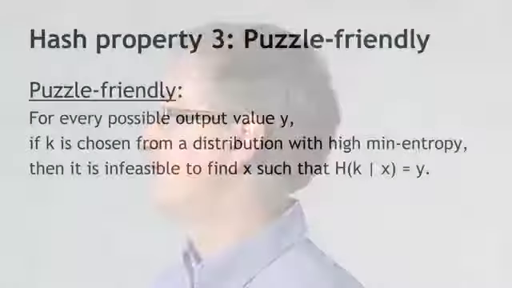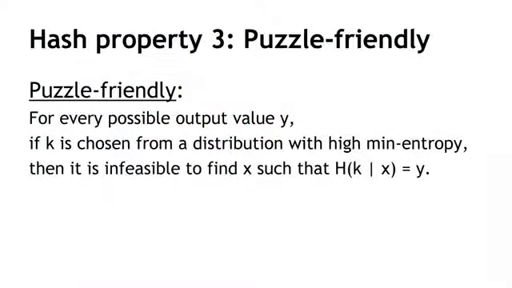The third security property we're going to need is that they're puzzle-friendly. And this is, again, a little bit more complicated, but let me just go through it a bit by bit. That for any possible output value y that you might want from the hash function, we're going to use y as an output value of the hash later, that if k is chosen from a distribution that has high min-entropy, that is, k is chosen randomly from some set that's super spread out, then there's no way to find an x such that the hash of k and x is equal to y.